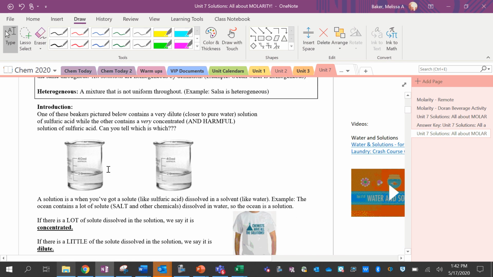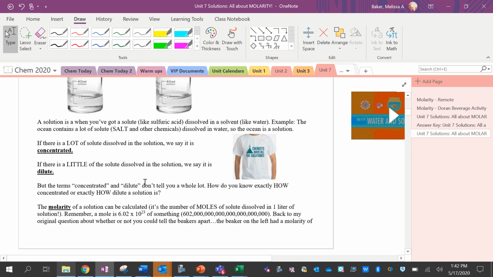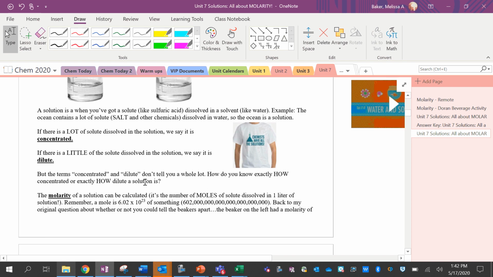Okay, so let's talk through the introduction. One of these beakers has a very dilute, it's basically water, solution in it of sulfuric acid, and the other one is very, very concentrated. Can you tell which is which? No. So we're going to talk about how you can figure that out in a few different ways in our upcoming lessons. But let's figure out what it would look like at the molecular level.